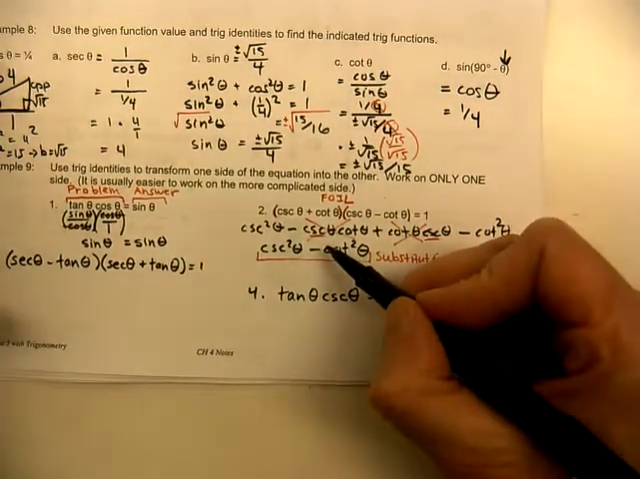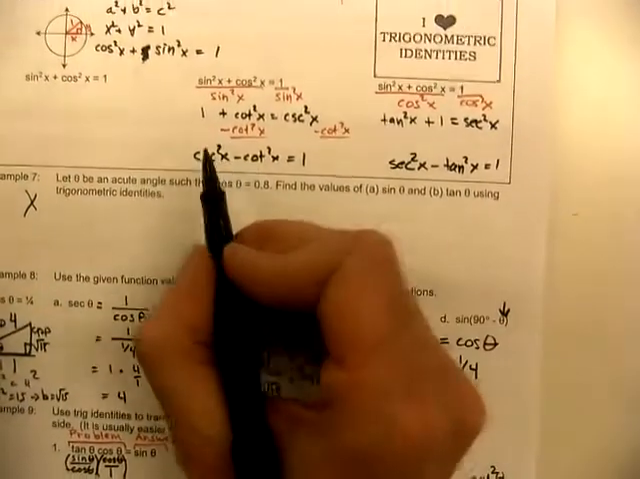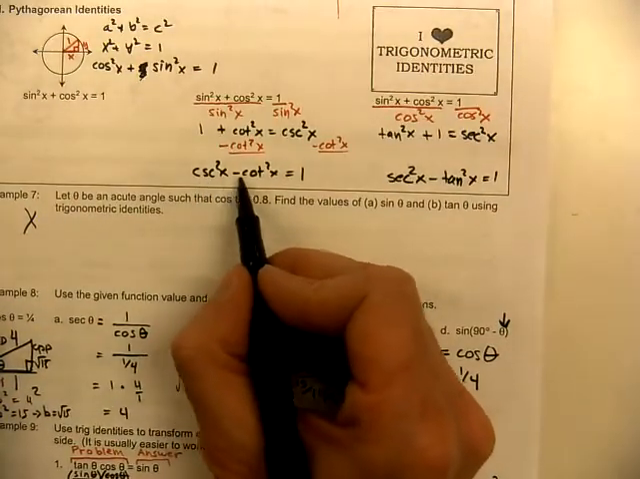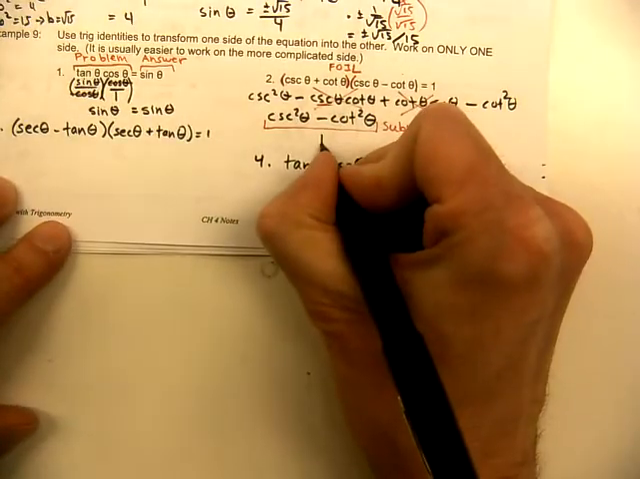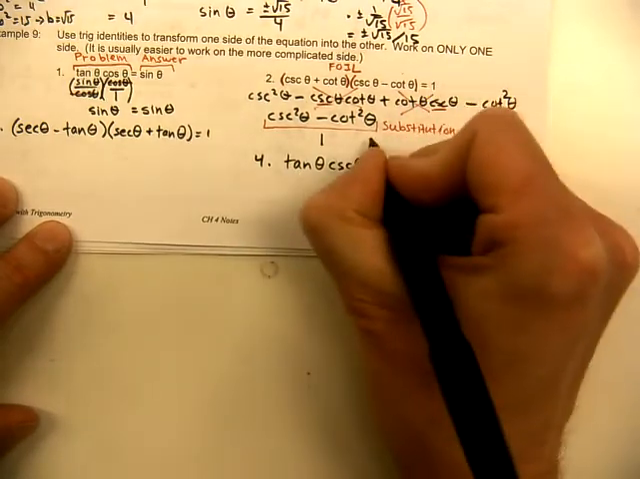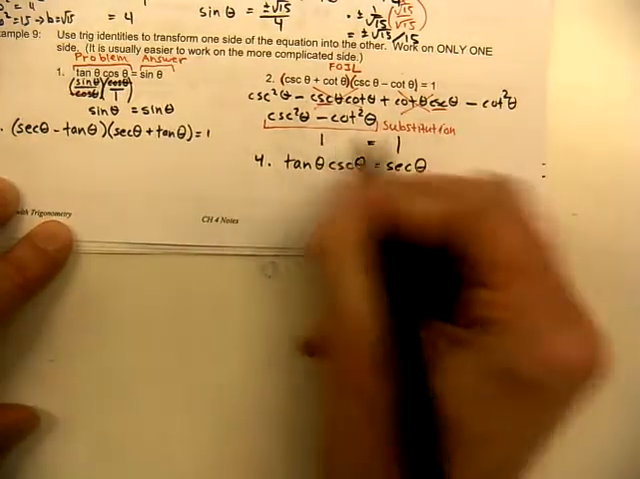So go back and look at your identities. We saw that cosecant squared minus cotangent squared equals 1. That's what we'll substitute it with. So all of this equals 1, and we got the answer. So that equals the 1. That's how we know we're done. We matched the right-hand side.